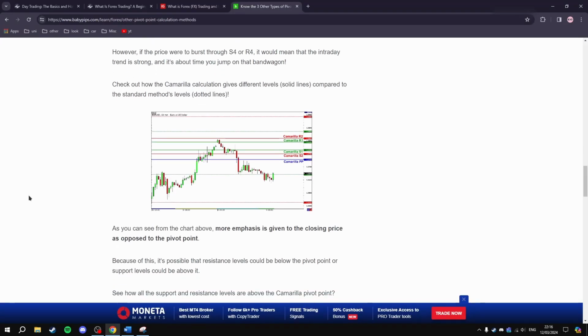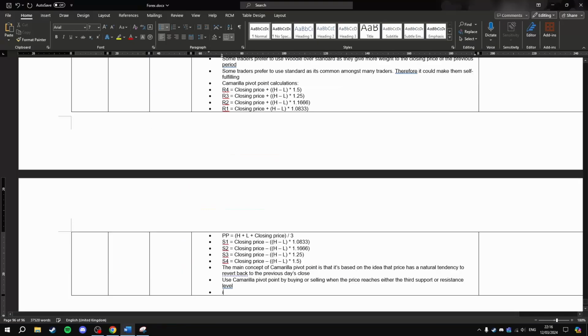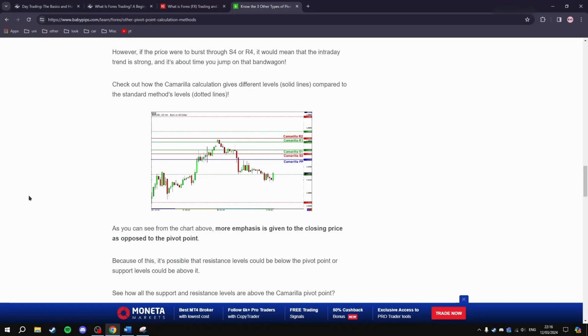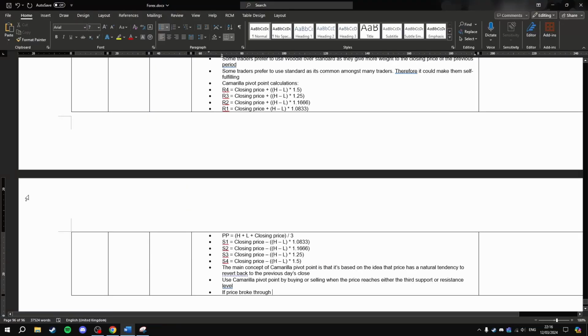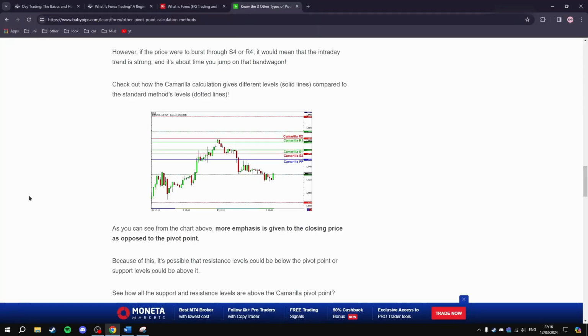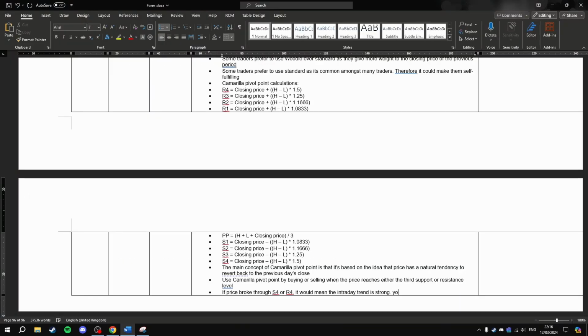However, if the price were to burst through support 4 or resistance 4, it would mean that the intraday trend is strong and it's about time you jump on that bandwagon. If price broke through S4 or R4, it would mean the intraday trend is strong. You should trade the trend.